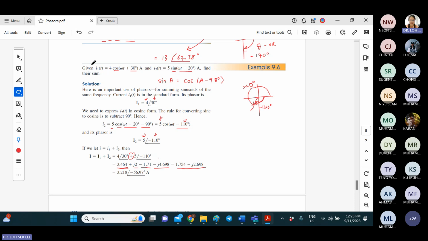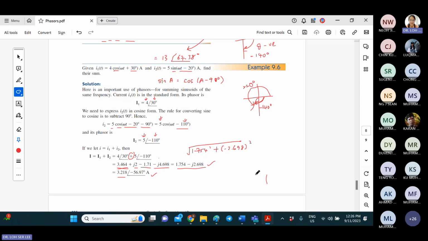You are given these two in time domain, so we want to get the final answer also in time domain. From the rectangular form, to get the time domain, you have to get the polar form first. So convert this back into polar form. How to convert? Find R. Your R is the square root of 1.754 squared plus negative 2.698 squared. Then you will get 3.218.